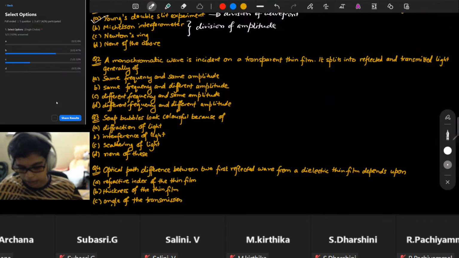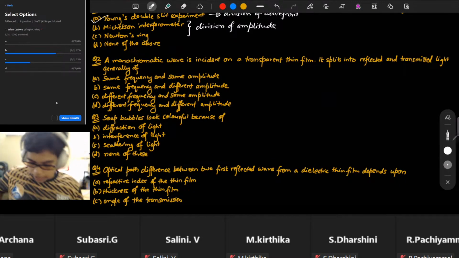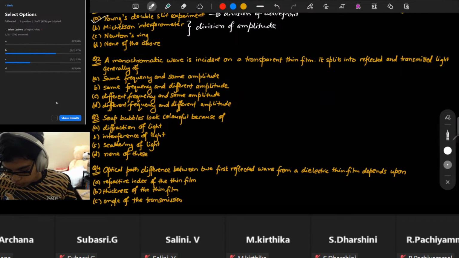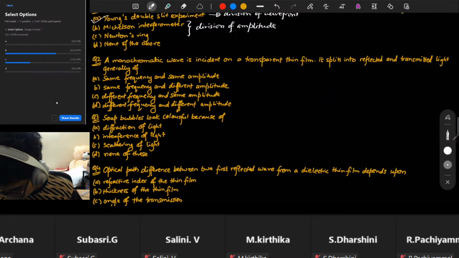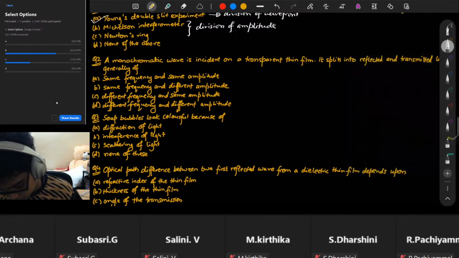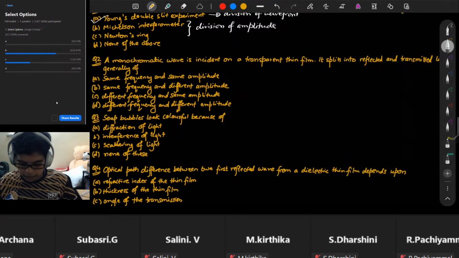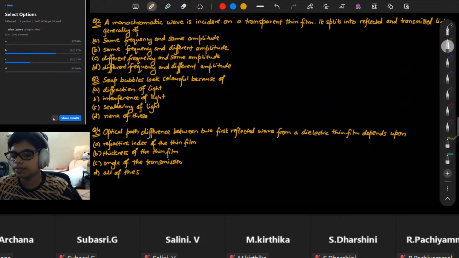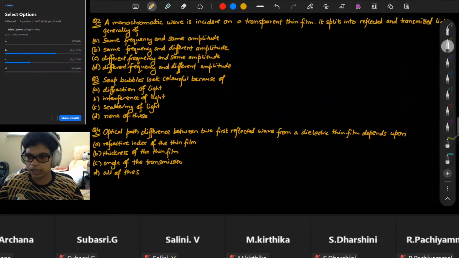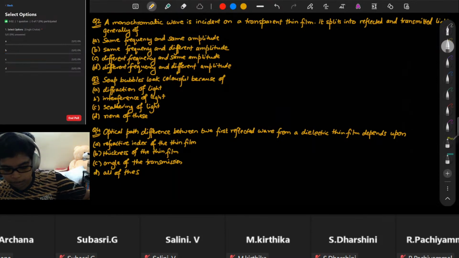A monochromatic wave is incident on a transparent thin film. It splits into reflected and transmitted light, generally of: option A, same frequency and same amplitude; B, same frequency and different amplitude; C, different frequency and same amplitude; or D, different frequency and different amplitude. Okay, wait, this bracket is missing. So I will relaunch the poll. Please select the correct answer.